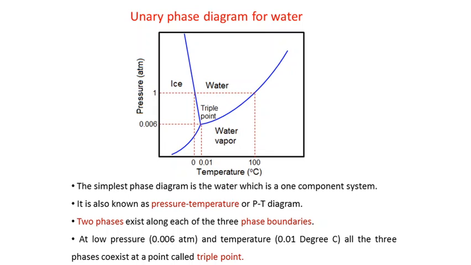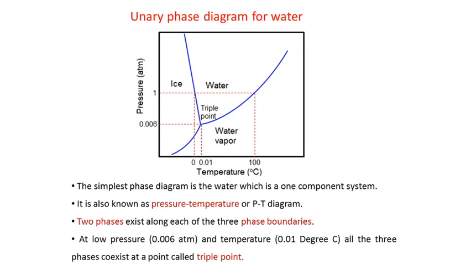So the first classification of phase diagram is the unary phase diagram. The well-known example is water. In the last class we discussed that water is an example of a monophase or single phase material. When we consider water, it can exist in three phases.